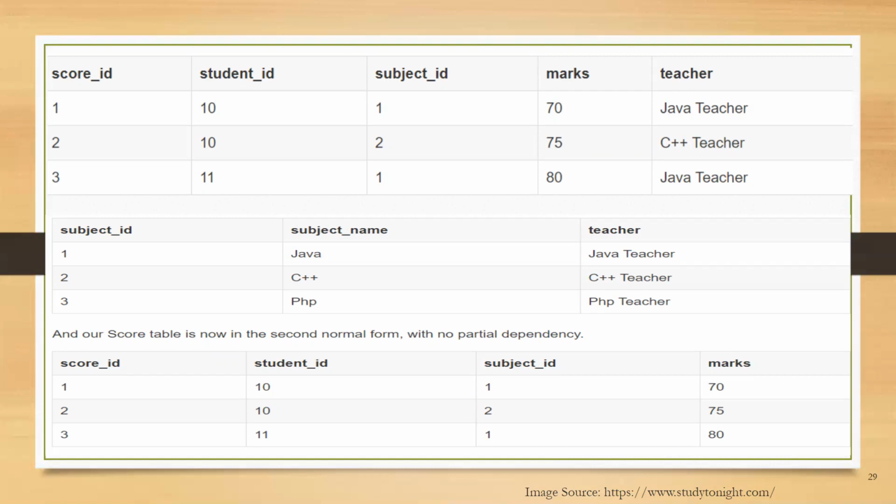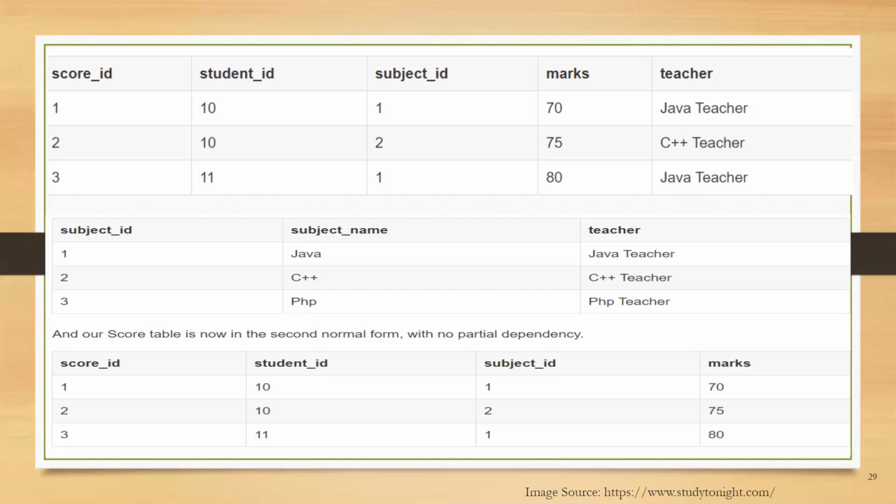So now let us understand where the partial dependency is. If you look at the score table, we have a column that is teacher, which is only dependent on the subject. Like for Java, it is the Java teacher, for C++, it is the C++ teacher, and so on. Whenever we talk about the composite key, that is student ID and subject ID together, it becomes a composite key. But the teacher name only depends on the subject, because subject ID is what is important in the case of the teacher, because which teacher is teaching which subject is important.